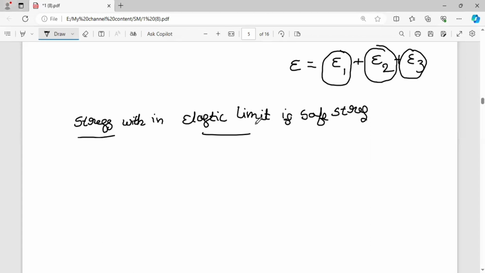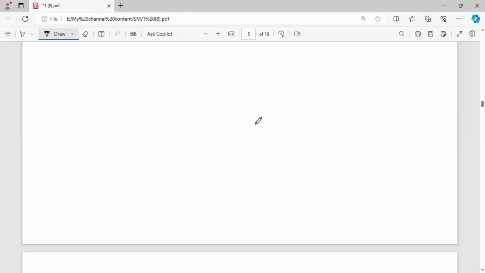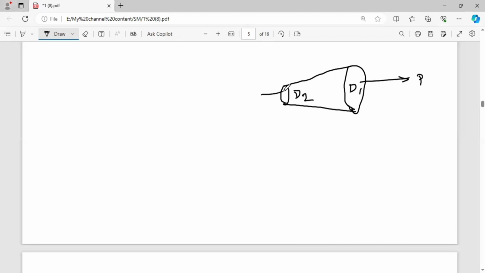Next, suppose one circular rod is there, and that circular rod has a taper section. It has a diameter D1 at one end and a diameter D2 at the other end. How can you calculate the change in its length? Suppose you apply the load P at both sides, tensile or compressive.